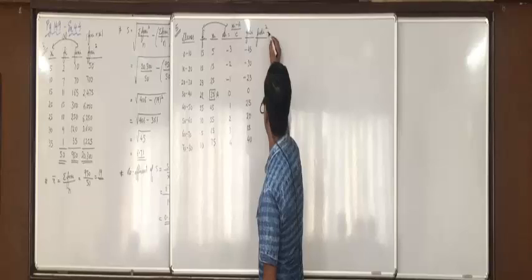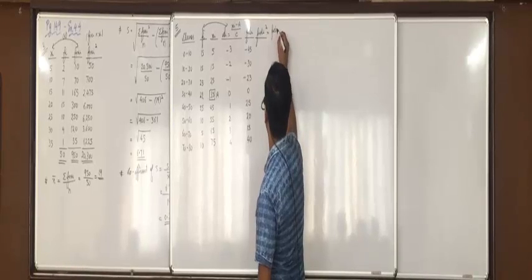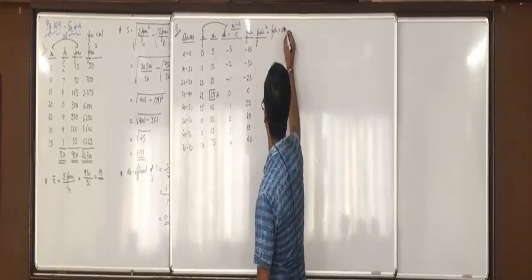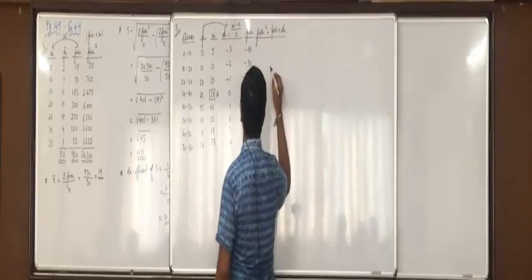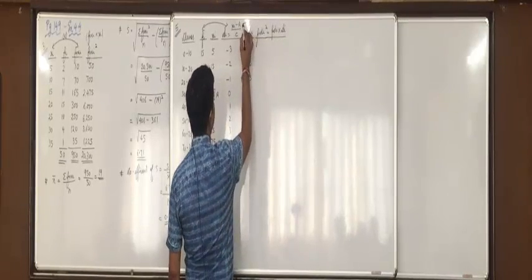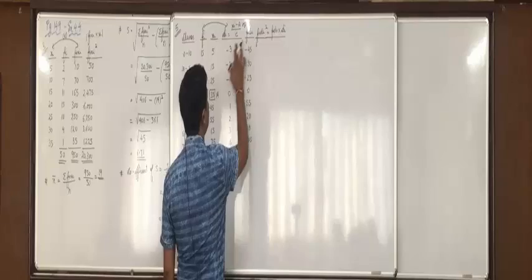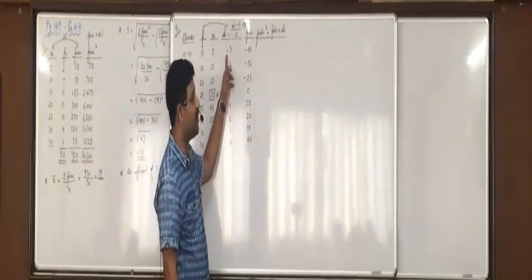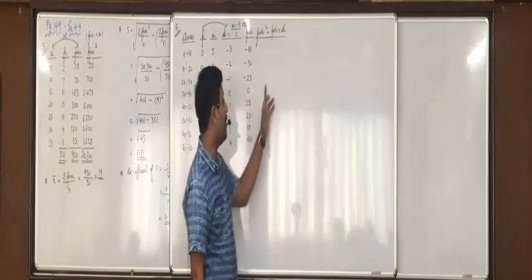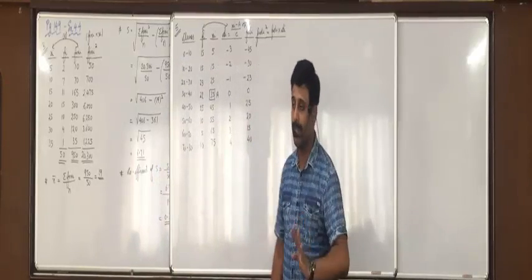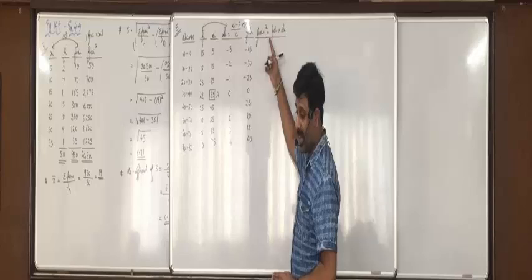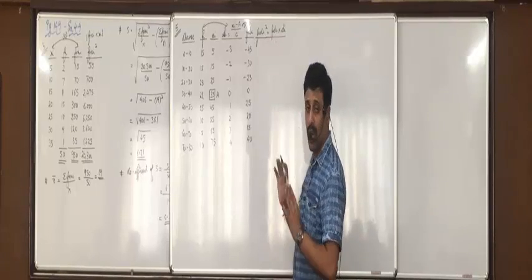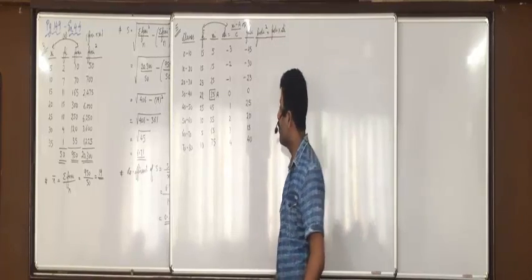How would you find Fi di square? Fi di into di. These two will be multiplied: Fi di and di. And minus into minus will become plus. Remember, square is always positive. So whether Fi xi square or Fi di square, these answers will always be positive.